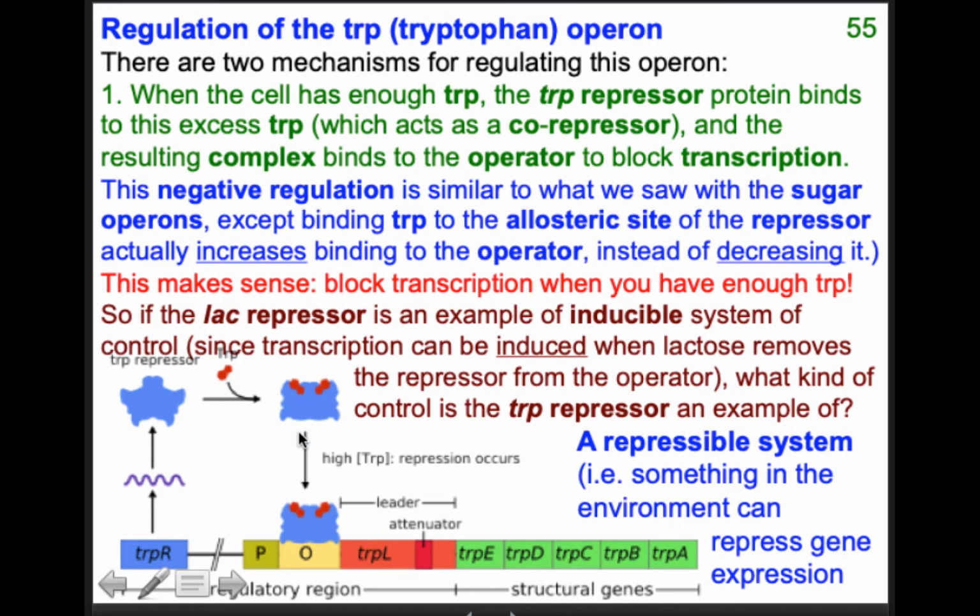Okay, so a lot of terminology there, but if you make a little table or something like that, you can try to organize differences between positive and negative regulation, inducible versus repressible systems of control, and so forth.